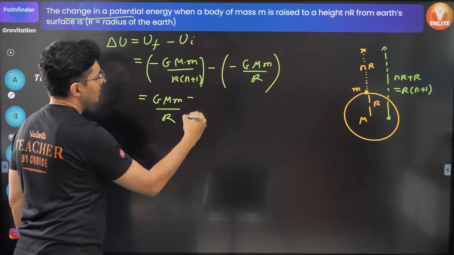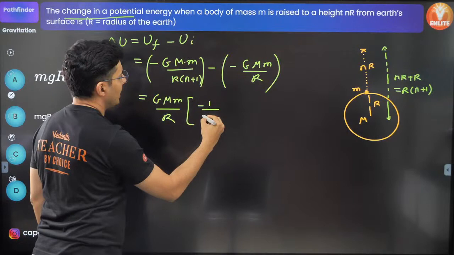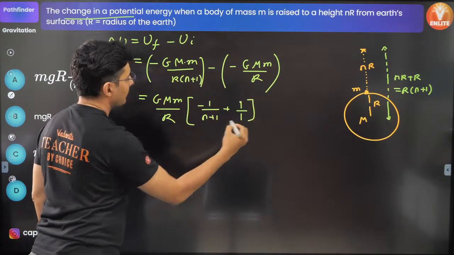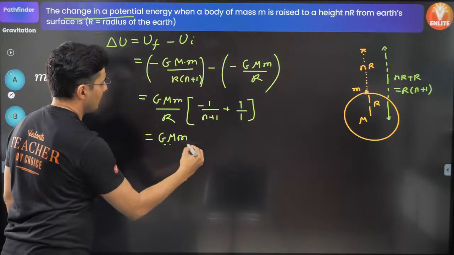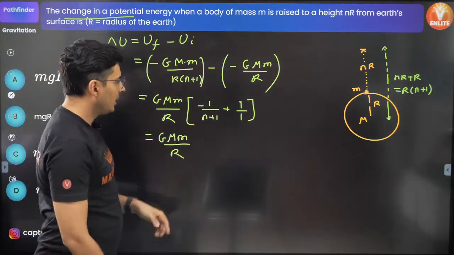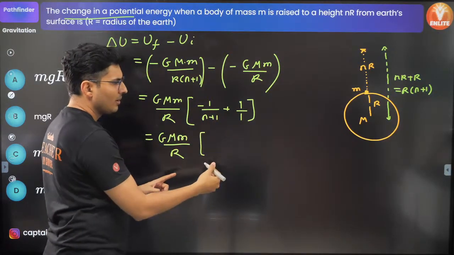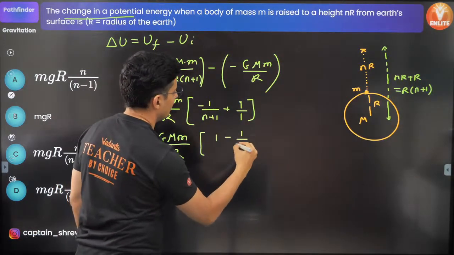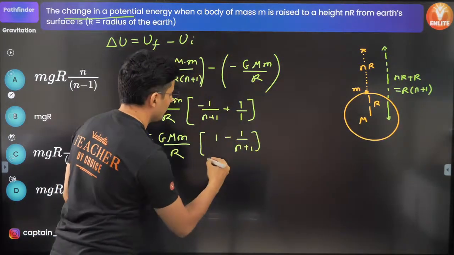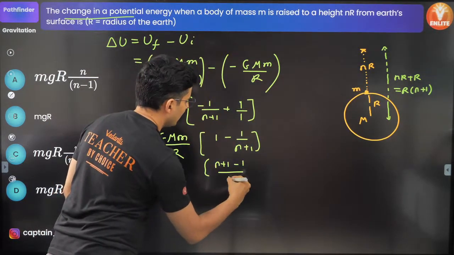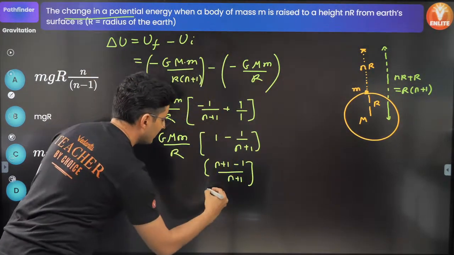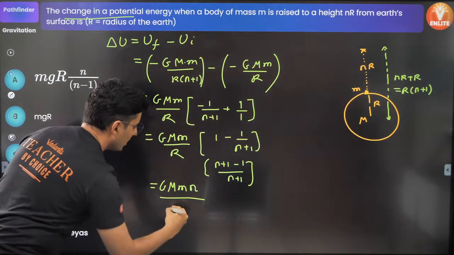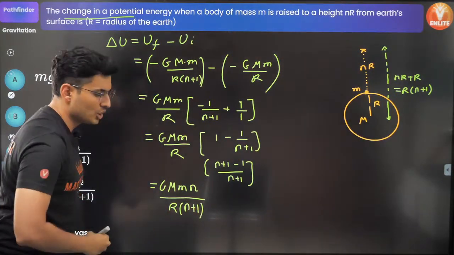Even the R is common. So this will become minus 1 by n plus 1 plus, because minus minus is plus, 1 by 1. So I think we should take the LCM, GM by R. And just take the LCM. It is 1 minus 1 by 1 plus n. So it will be nothing but, just look at this, 1 by n plus 1. So this will be nothing but n plus 1 minus 1 by n plus 1. So 1 gets cancelled. So it will be nothing but GM, n will remain, upon R into n plus 1. That should be the answer, guys.